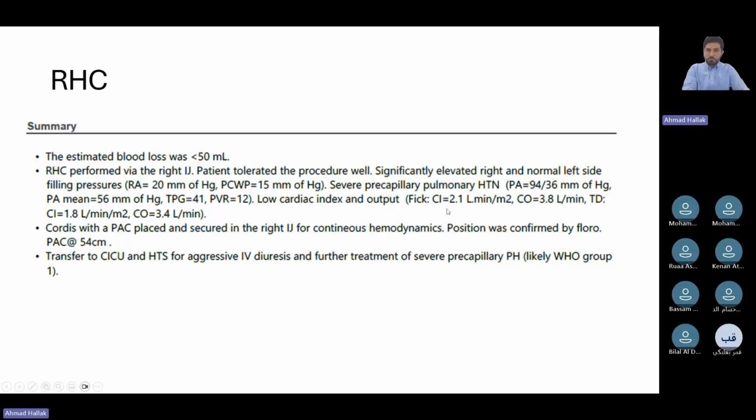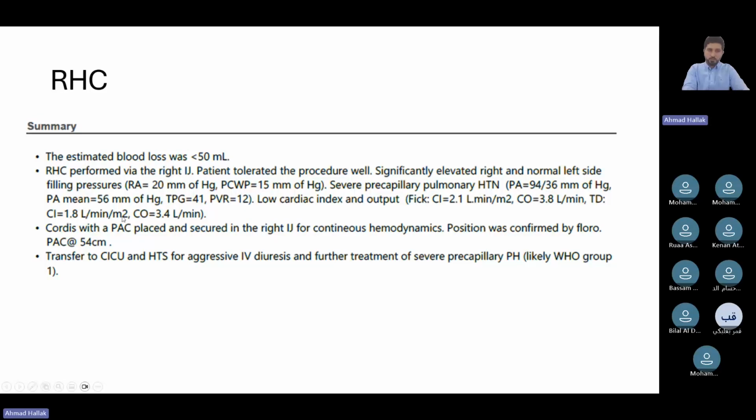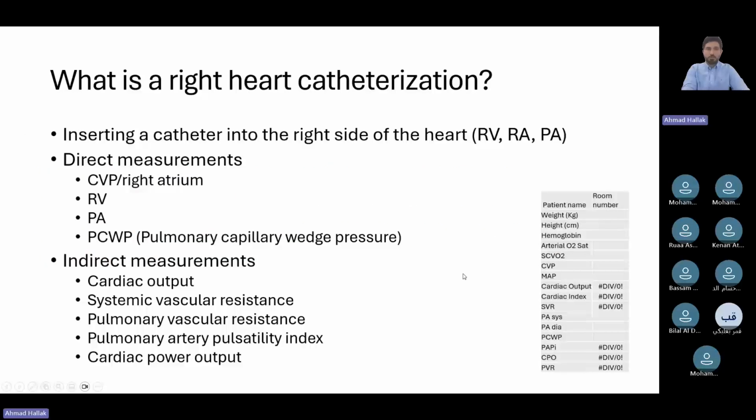The patient had a low normal cardiac index, 2.1, cardiac output was 3.8, and this is by Fick, and then by thermodilution, cardiac index 1.8, cardiac output 3.4. And then in patients where you think you need continued monitoring, they leave the Swan in place, and they continue aggressive diuresis and further management of severe precapillary pulmonary hypertension.